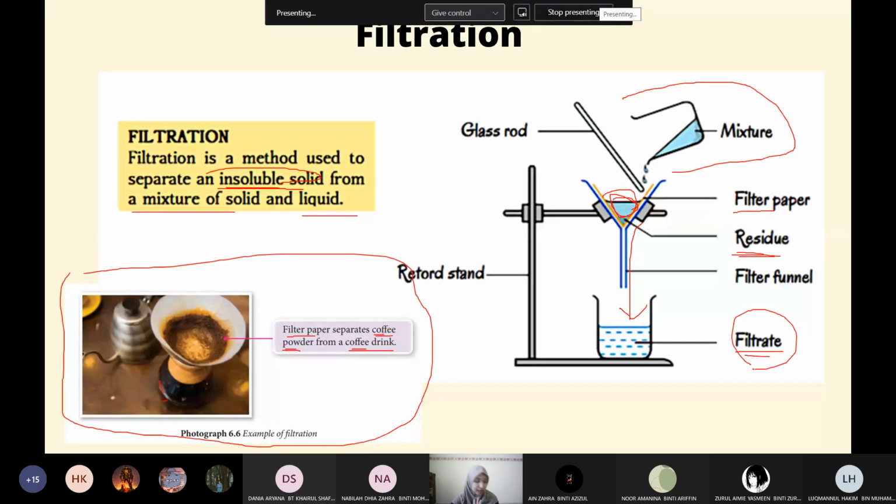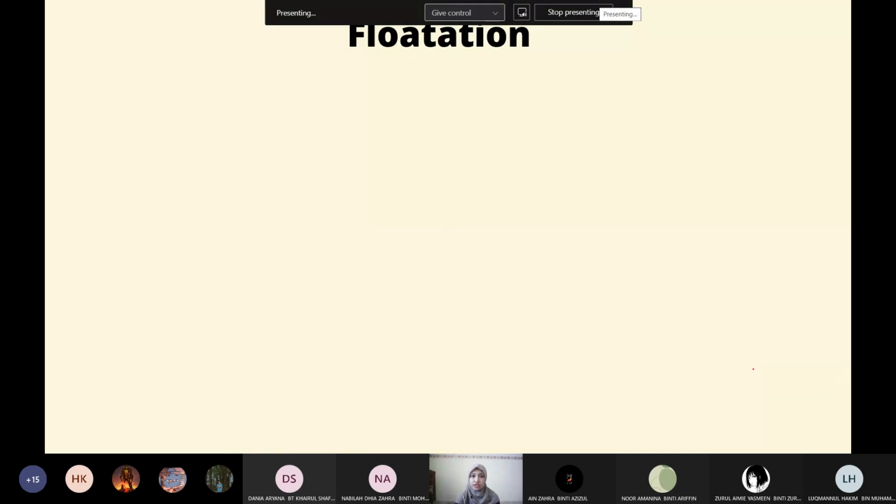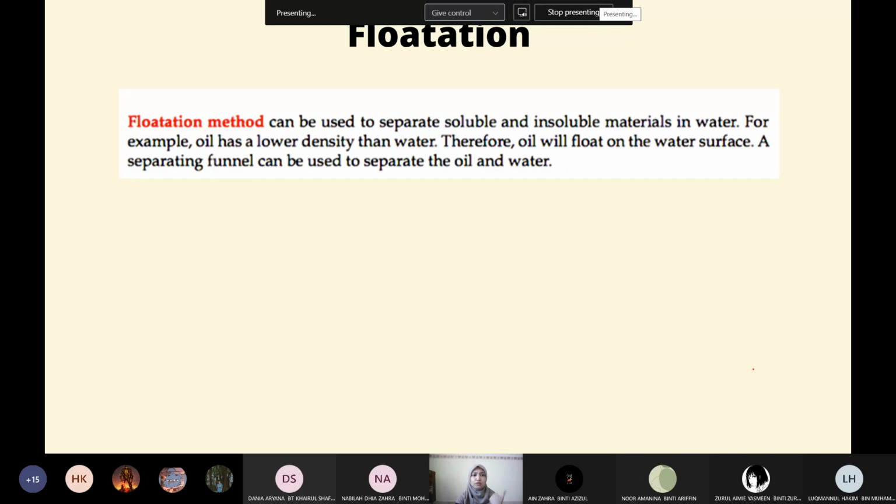Alright. Do you understand this part? Yes, teacher. Okay, very easy. So next we go to flotation. Flotation. So what is flotation? The flotation method can be used to separate soluble and insoluble materials in water.